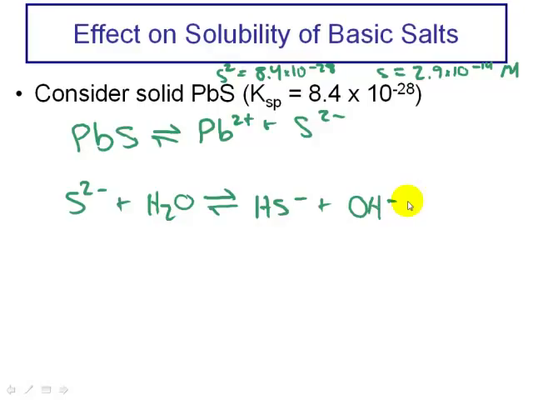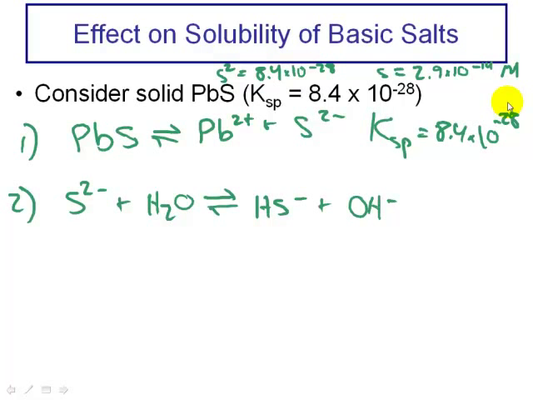If we wanted a more accurate determination, we would have to look at the overall equation for what's going on and the overall equilibrium constant. So this is step one, this is step two. For step one, the equilibrium constant is KSP, which is 8.4 times 10 to the minus 28th power. What kind of equilibrium constant would describe the second step? KB, because we're talking about a base. For this, KB for sulfide is 1 times 10 to the positive 5th power, because sulfide is actually a strong base. So this second process has a high tendency to occur.